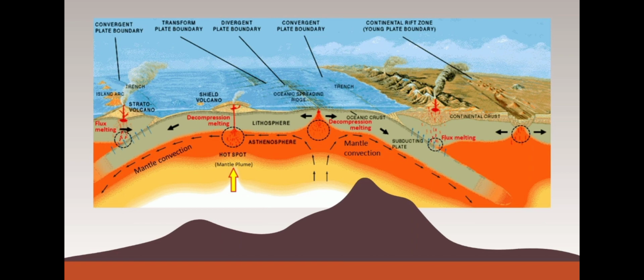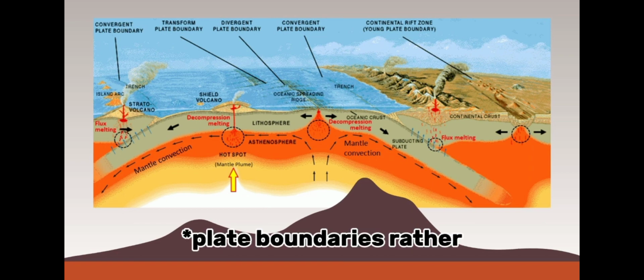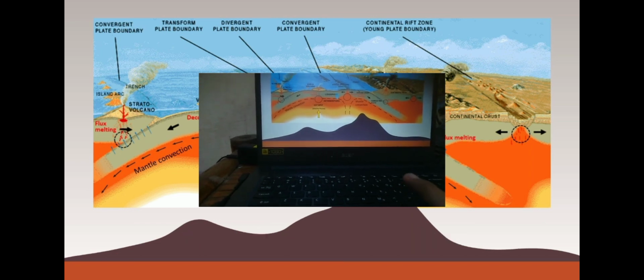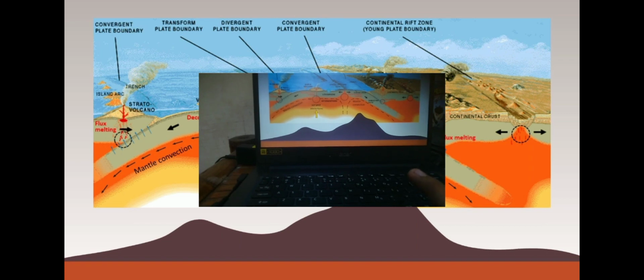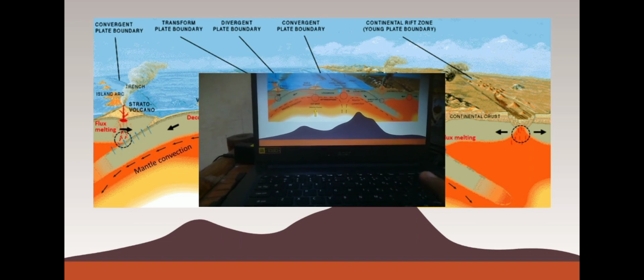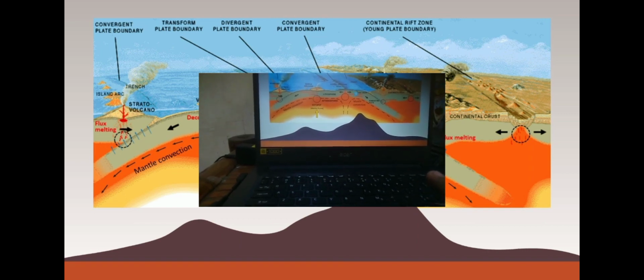So there are different plate boundaries: the divergent boundary, the convergent boundary, and the transform boundary, wherein those plate boundaries result in magma formation, and the magma rises up to the Earth's surface. So that would be all for my topic about the formation of magma.